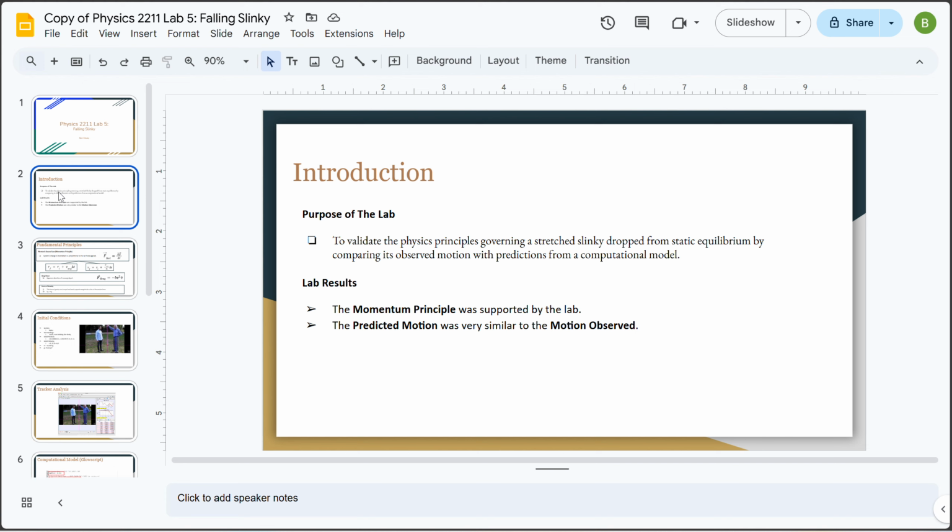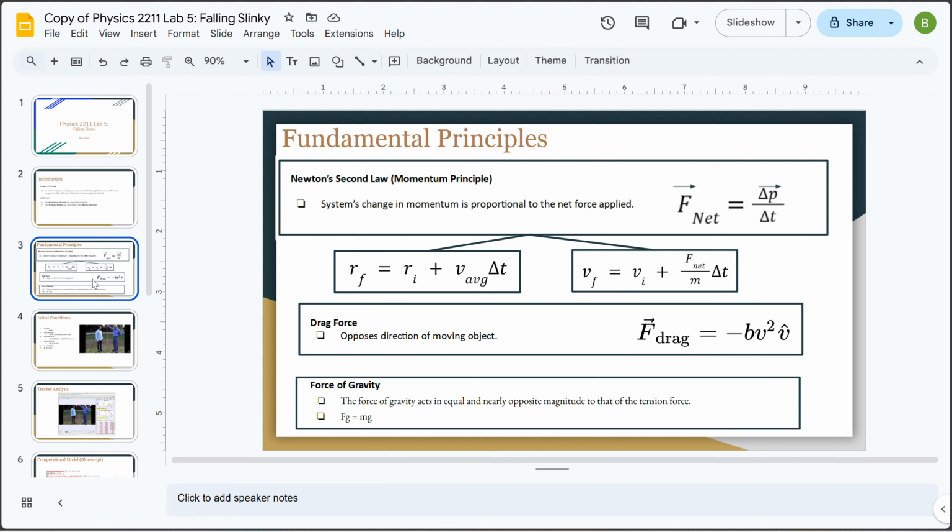The lab results are as such. The momentum principle was supported by the lab, and the predicted motion was very similar to the motion observed, which constitutes positive lab results.